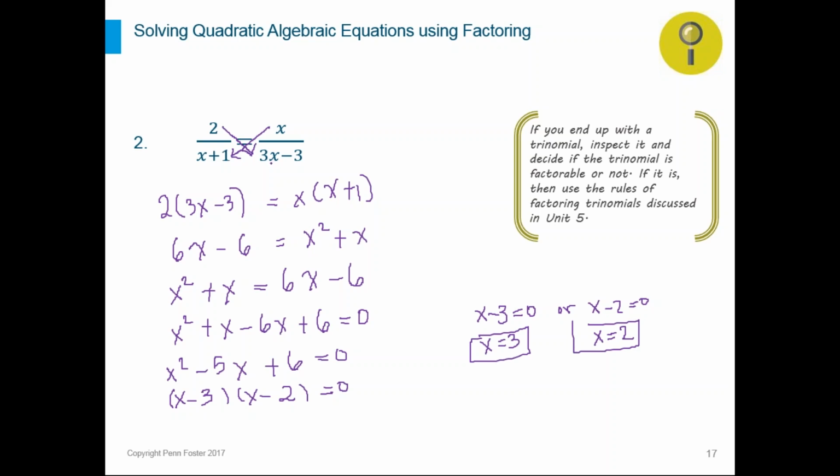And that's it. So in the previous question, we factored, but we just factored a binomial a different way. In this question, we did the same thing, cross multiply and factor. But instead of just factoring a binomial, we had a trinomial. So use the correct way of factoring a trinomial. And we did, and we used the zero property, and then we ended up with two solutions for x.